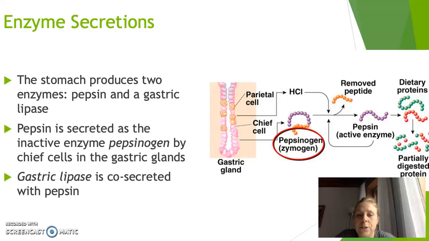So, enzyme secretions. There are 2 enzymes that are produced in the gastric phase of digestion, pepsin and gastric lipase. Pepsin, as I've already discussed somewhat, has the vital function of carrying out the initial digestion of proteins. It's particularly effective on collagen and therefore plays a very important role in helping us digest meats. Pepsin is secreted as the inactive enzyme pepsinogen by chief cells in the gastric glands.